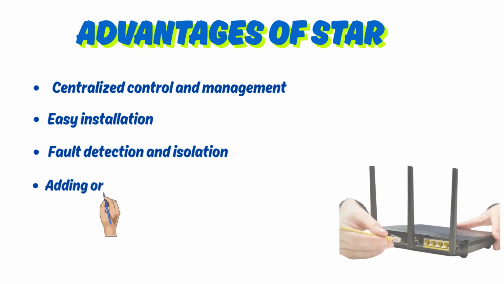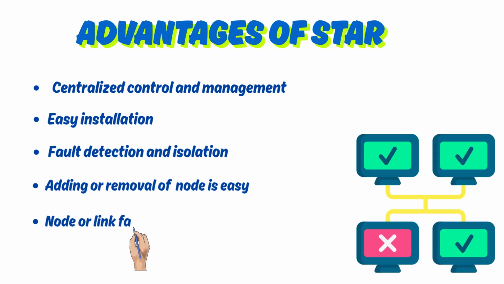The fourth one is adding or removing devices. It is easy to add or remove devices in this form of topology. You can easily connect or disconnect a device without disrupting the entire network. And finally, we come to node or link failure. In this form of network, if a particular device or link is broken or fails, it doesn't affect the operation and working of the entire network.